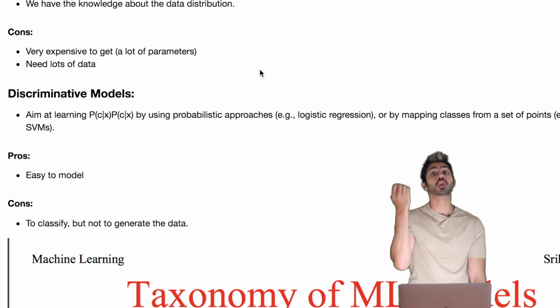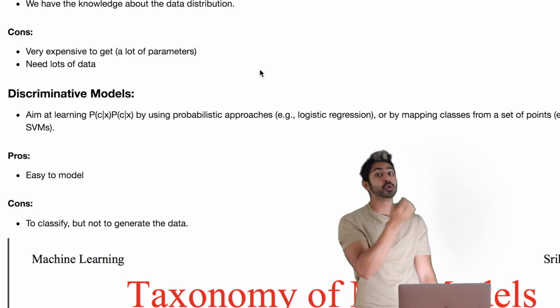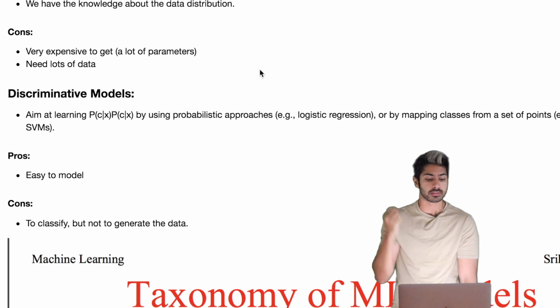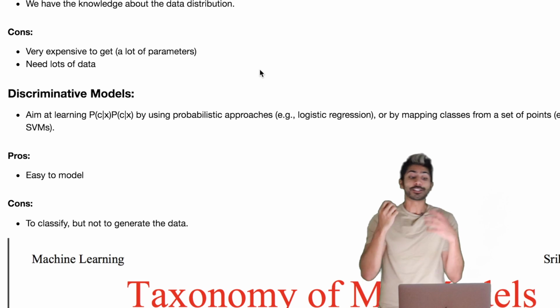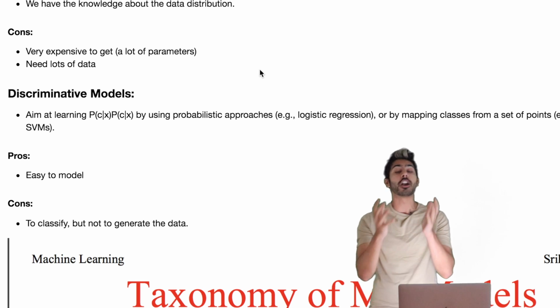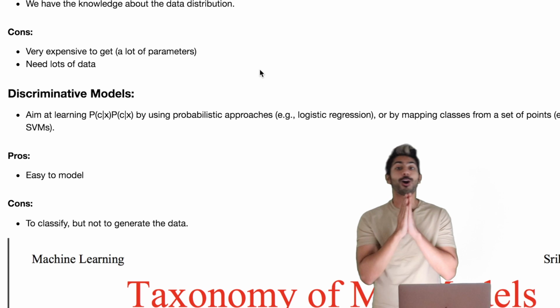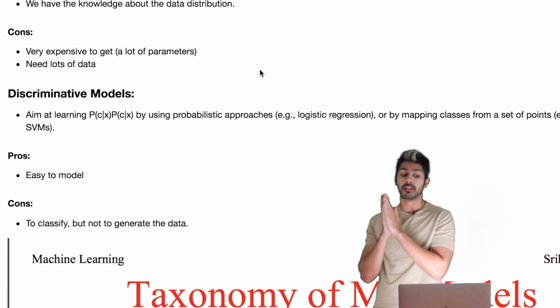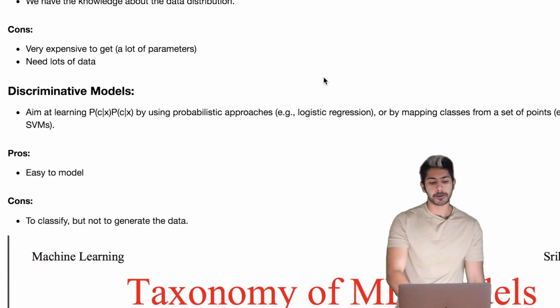Basically, we can generate new data if we learn what the distribution of the existing data is. The cons of this is that this is very expensive to learn, right? Generative models in general are harder to train than discriminative models, and we need lots of data.